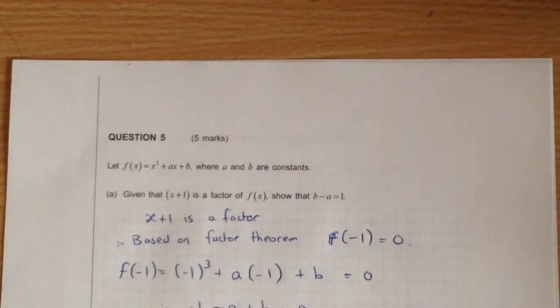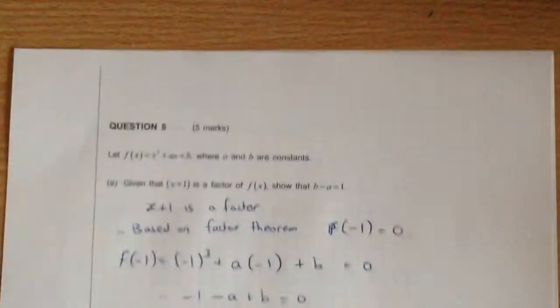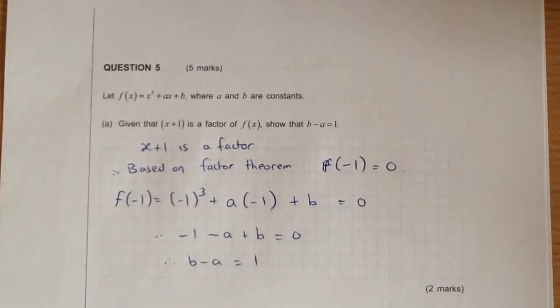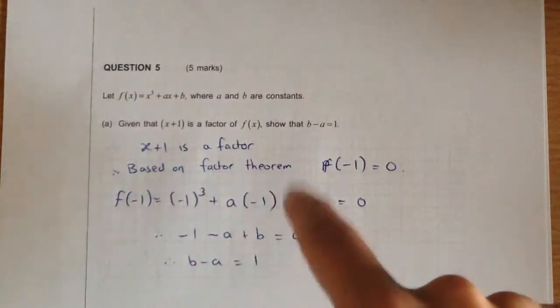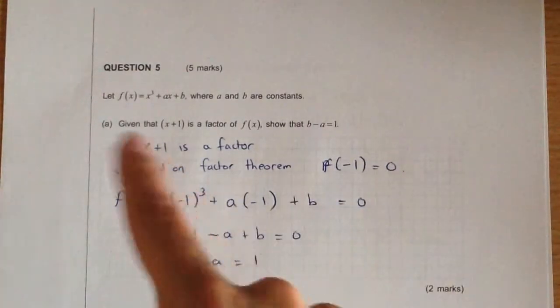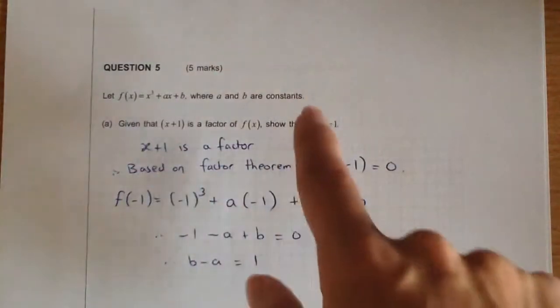It's really simple to apply. Once you know it, it's just a matter of recognizing that, and hey presto, the rest just falls out nice and simple. So f of negative 1 equals negative 1 to the power of 3 plus a multiplied by negative 1 plus b, and all of that is going to equal 0. Now we have negative 1 times negative 1 times negative 1, which is negative 1. We take a from that, then we add b, and we get 0. So we move that 1 to the other side, and we get b take a equals 1, as we were asked to show.